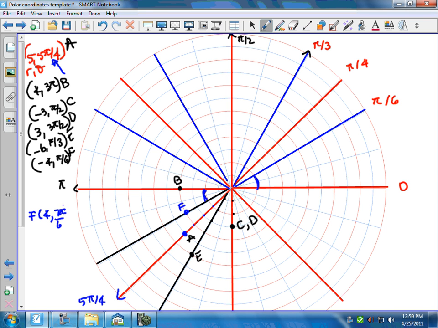And what if I did 7 pi over 6 plus 2n pi or 2k pi? Every time I go around the circle, another full circle, it will be the same location, right? So anytime you have a point, you can add multiples of 2 pi. It will give you another point for the same one.